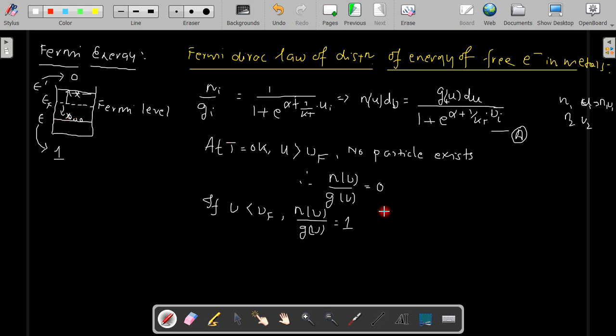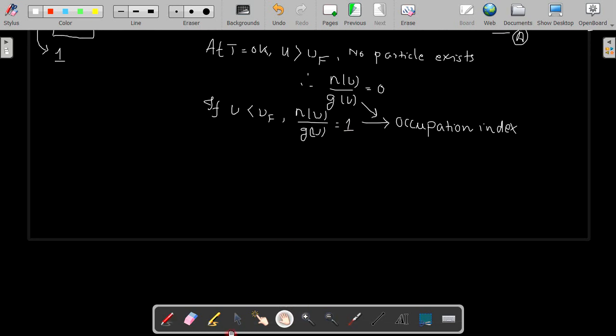So this concept of Nu divided by Gu, which tells me whether a particle exists or not in an energy level, is actually called the occupation index. This is a very important technical term. You never know, there might be some trick questions on occupation index, and this might be a good way to know it. So this is Nu by Gu, which is actually called the occupation index, okay.